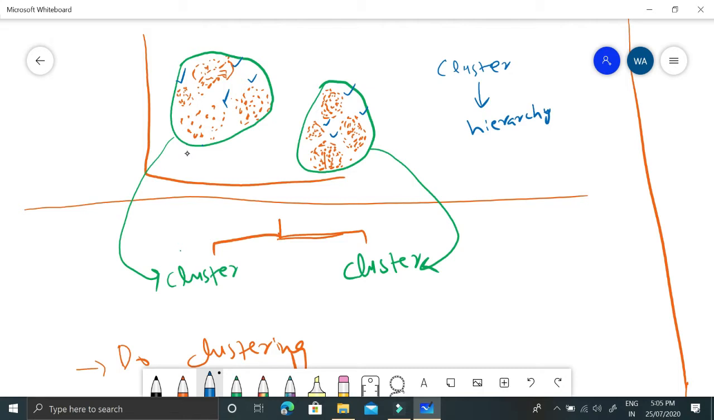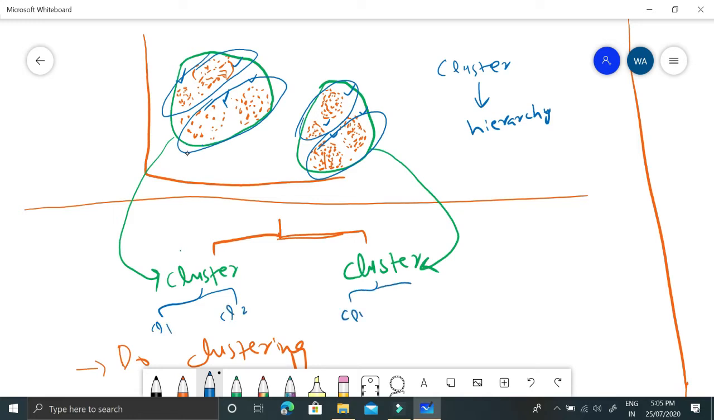So this first cluster will be divided into, consider, these 2 clusters, and this second cluster will be divided into, suppose, these 2 clusters. So this cluster is further divided into cluster 1 and cluster 2. However, these clusters still contain mixed information, and we have not purified the information yet.